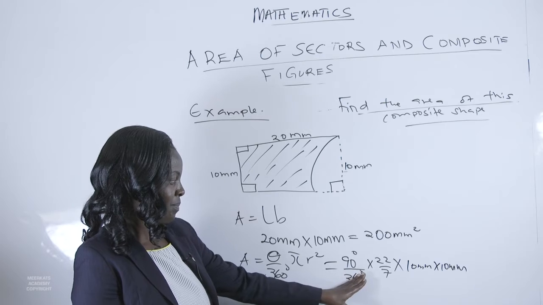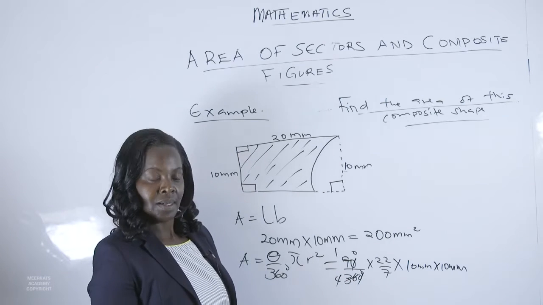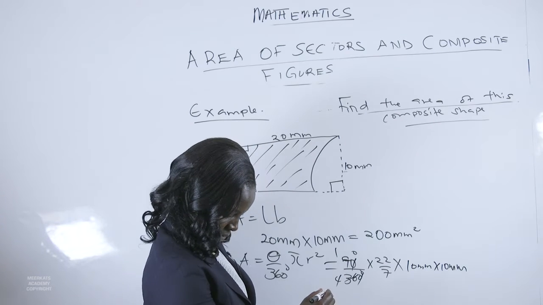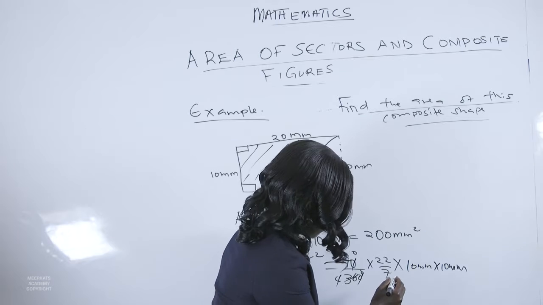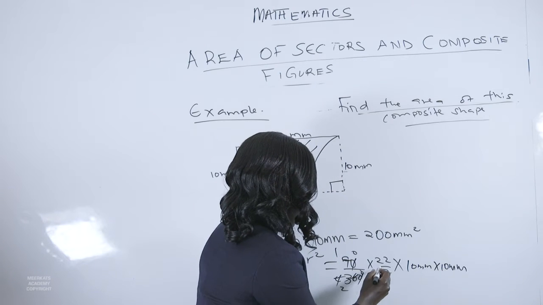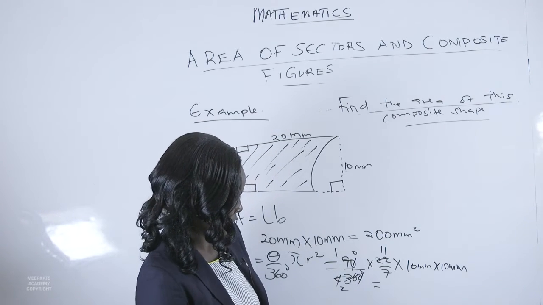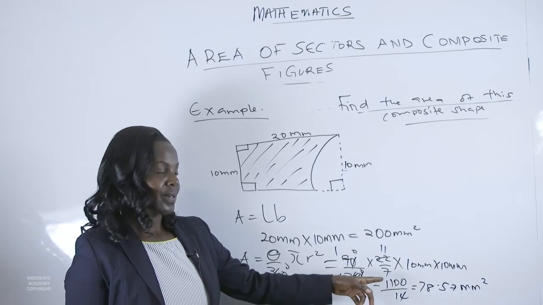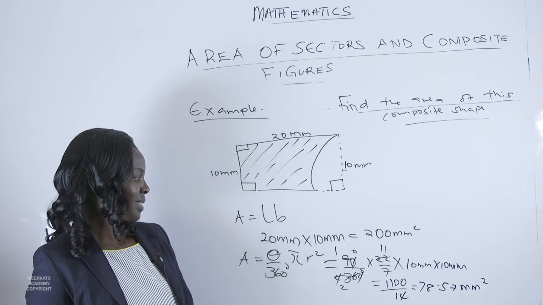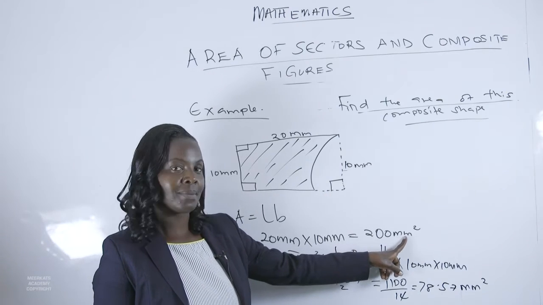If we simplify this, then we'll have, so if we calculate it correctly, then we'll have 78.57 square millimeters. This is the area of the sector. The area of the rectangle is 200 square millimeters.